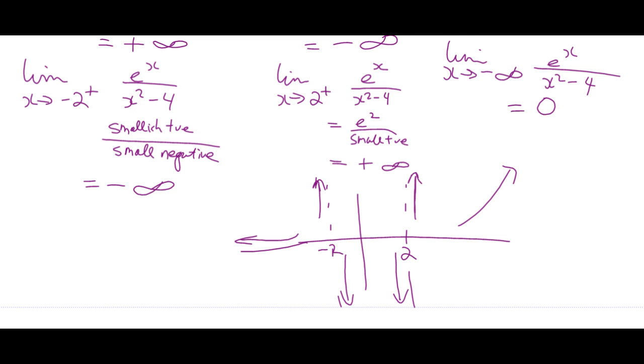We use our other tools to fill in the blanks, like the local maximum between negative 2 and 2. So we use derivatives and all that good stuff. Okay, done.